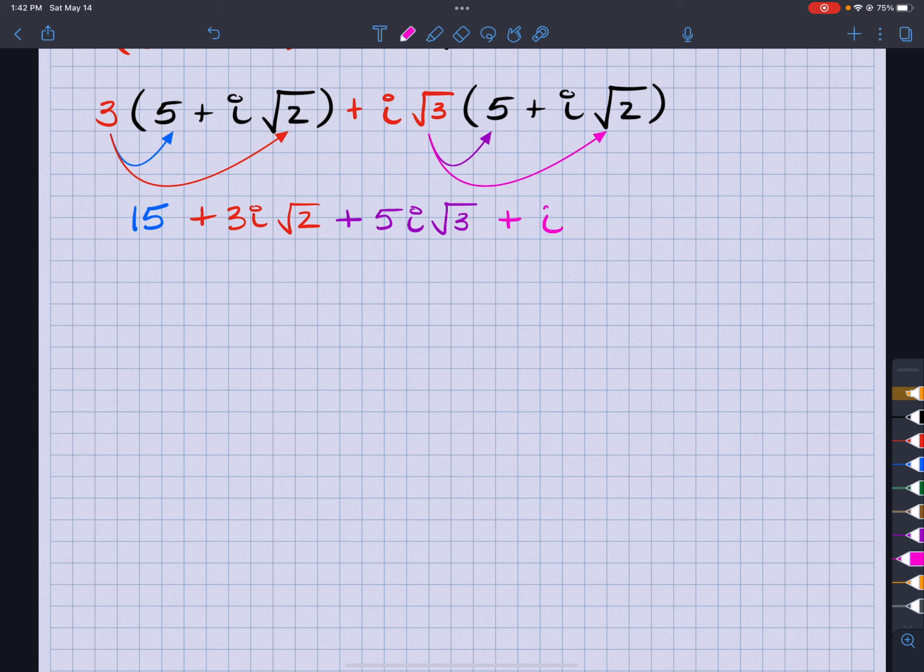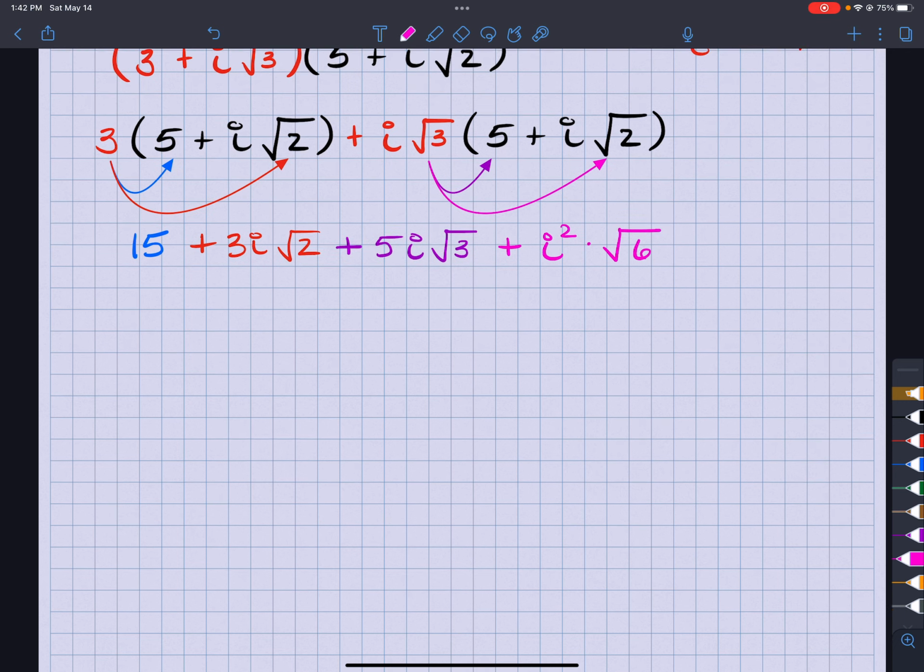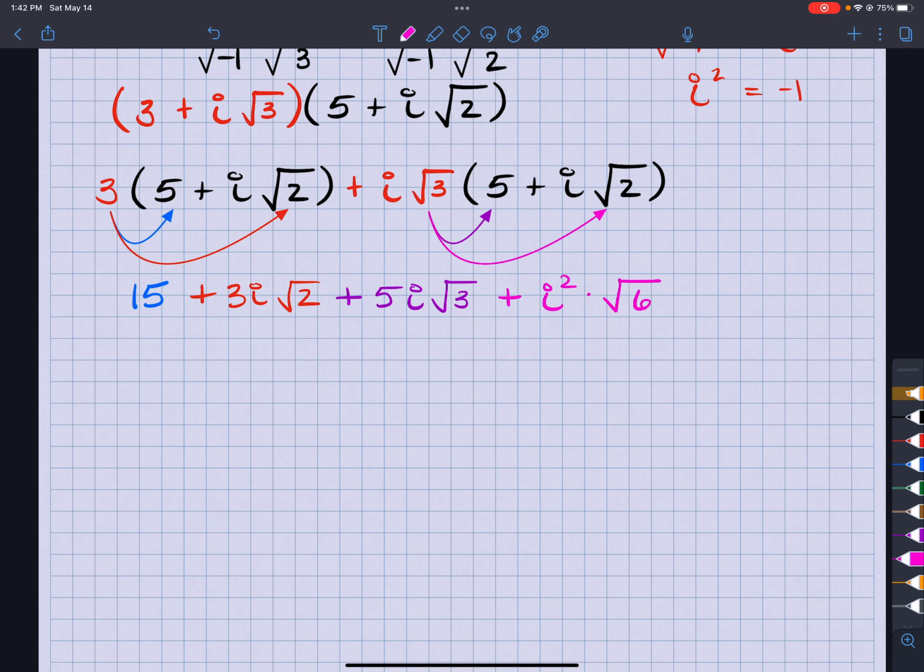I have an i squared times the square root of 6. Since they're both inside the house, I can multiply and it stays inside the house. And again, as we said before, i squared is equal to negative 1. So this actually is going to flip this sign to become a subtraction.